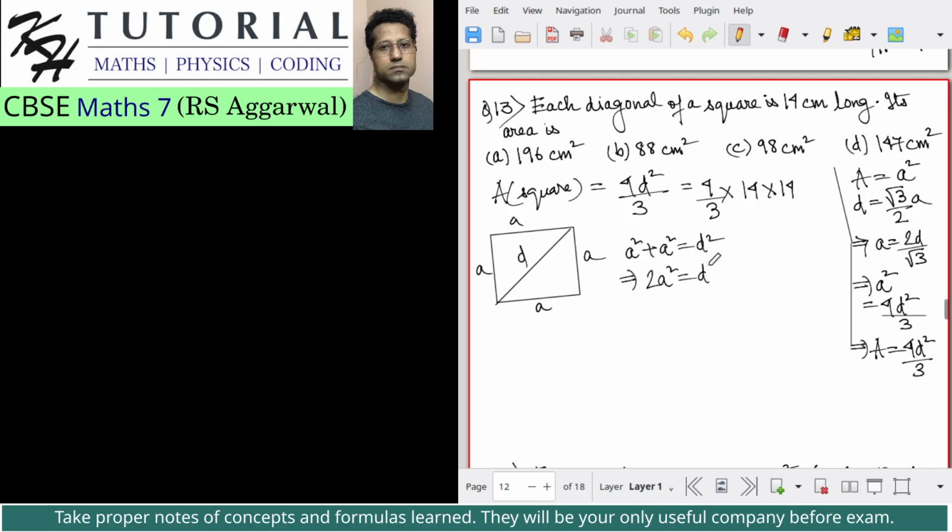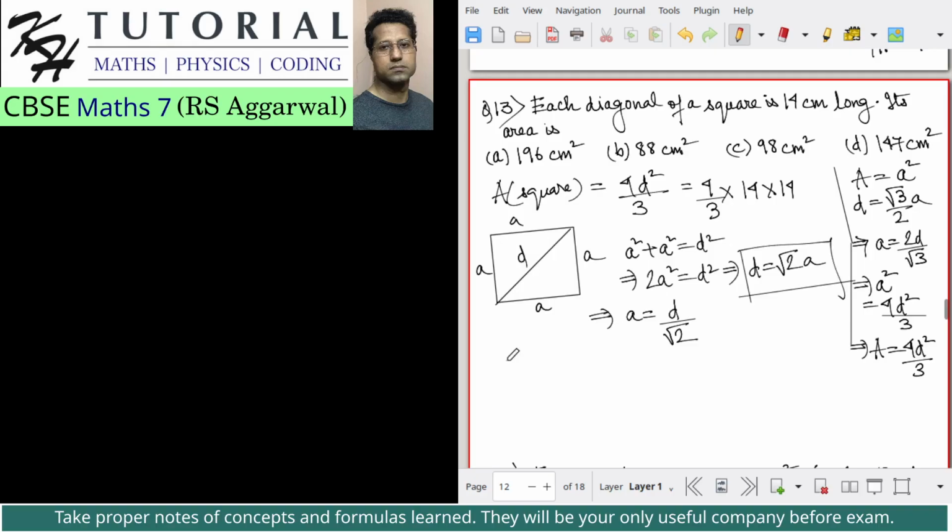So this implies, I am again wrong. So d is equal to square root of 2 multiplied by a, that is a is equal to d by square root of 2. Okay, so a, the side length of a square, is equal to diagonal divided by square root of 2, or d is equal to square root of 2 multiplied by a. This is the formula of a square, you must remember.